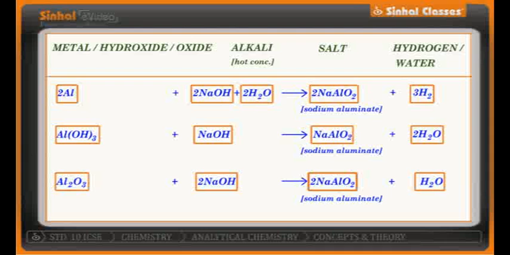You know what is sodium aluminate's formula? It is NaAlO2 along with hydrogen gas. Now, as you know, we will always take the hydroxide of the metal. So let us take aluminium hydroxide, treat it with the same alkali NaOH.